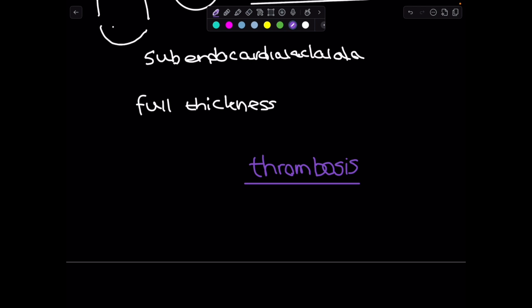And we have adherence, activation, aggregation of platelets. Then we have prothrombin to thrombin, fibrinogen to fibrin, yeah?